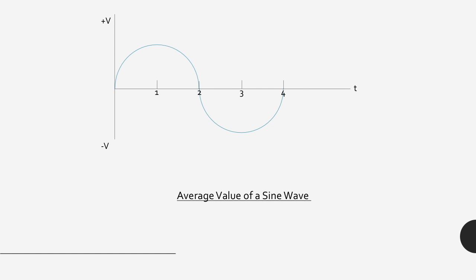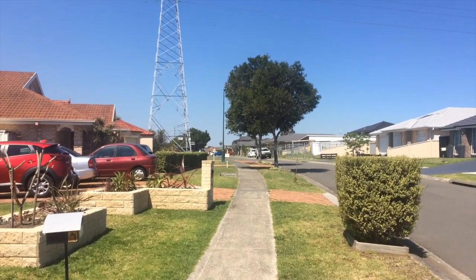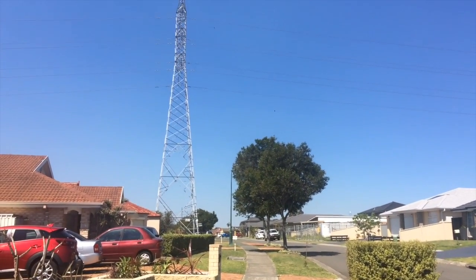The average value of an AC sine wave comes from adding up the area of the curve over one oscillation. Anything above the x-axis is positive, here being positive 2 volts, and anything below the x-axis is negative, in this case negative 2 volts. Adding these together, the average value is 0, which is common for AC sine waves with no DC offset. And there you have it, the basic characteristics and features of AC sine waves.